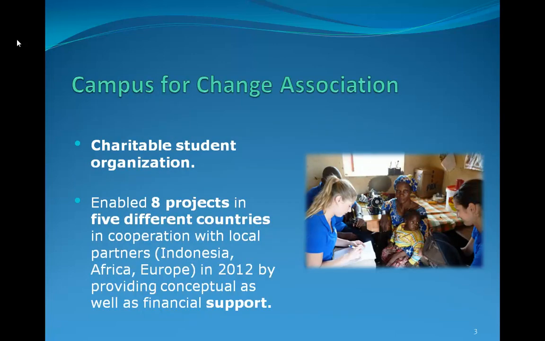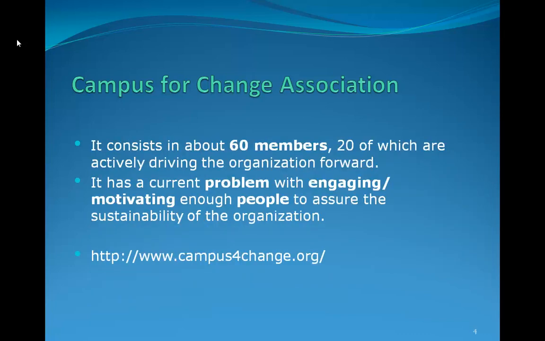Campus for Change is a student association which has enabled 8 projects in 5 different countries so far, with the main purpose of helping disfavored people and providing them financial support. Campus for Change Association has about 60 members, but just 20 of them are actively participating in it, promoting new projects. Because of that, they had an important problem in engaging new participants, new people, in order to help disfavored people and to help promoting the organization. You can find additional information at the website listed at the bottom of the page.